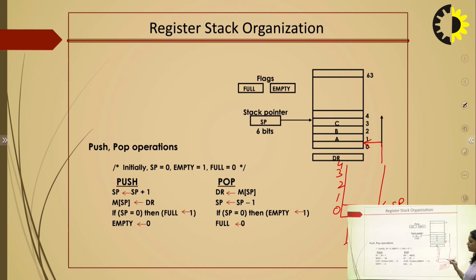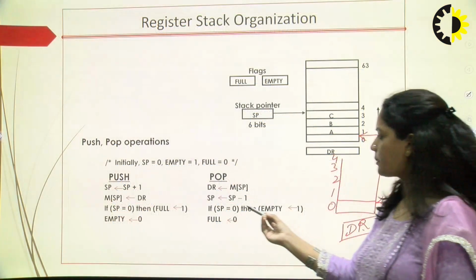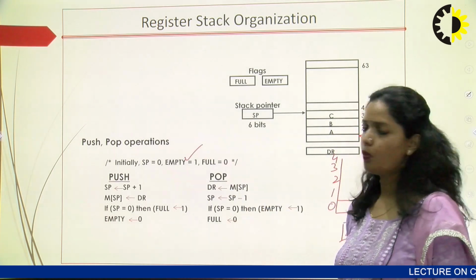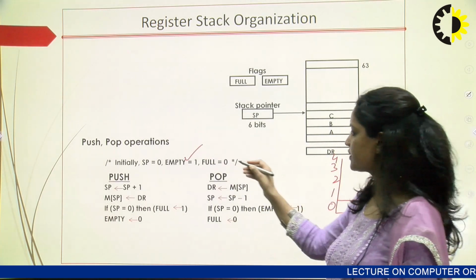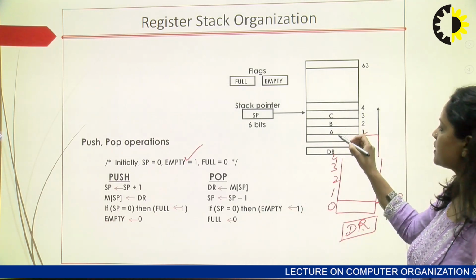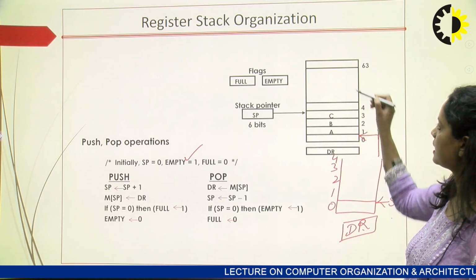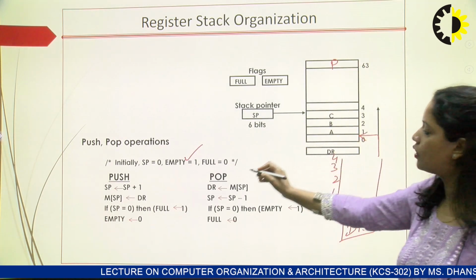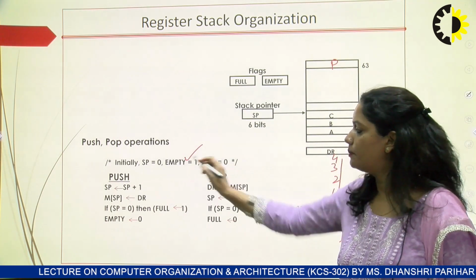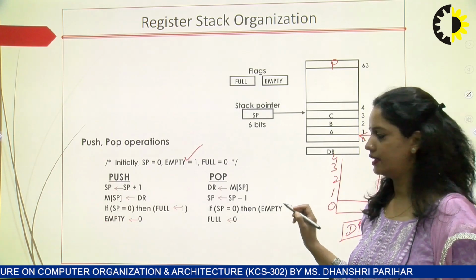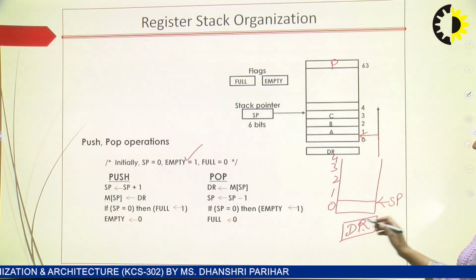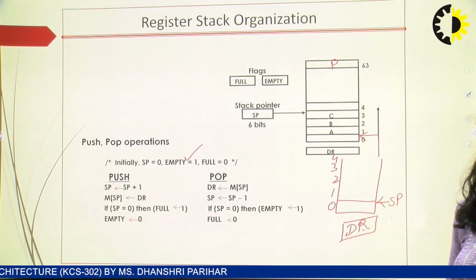So if it is empty, the value of empty is 1. And if it is not empty, meaning if it is full like this A, B, C, and it exceeds your 63 value, we have some PQR value, then the value of full will become 1 and empty will become 0 in that case. But right now we are considering it to be an empty stack, not containing any data inside.